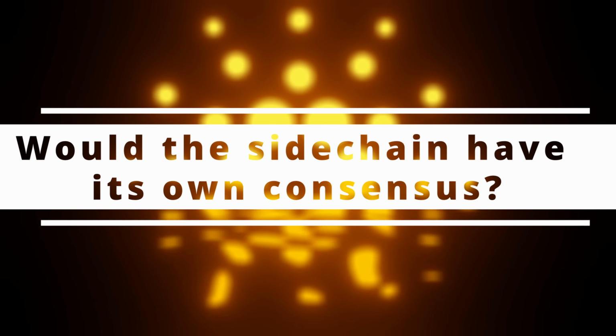Would the sidechain have its own consensus? So in short, yes, the sidechain operates with its own consensus algorithm and distinct features. It's linked to the main chain via a bridge that facilitates the transfer of assets between the chains.